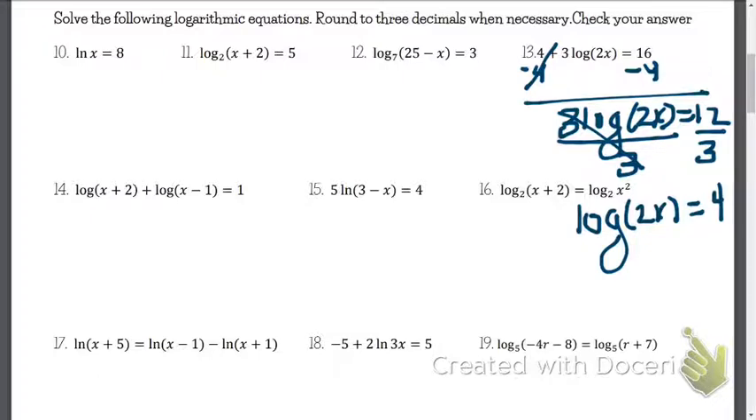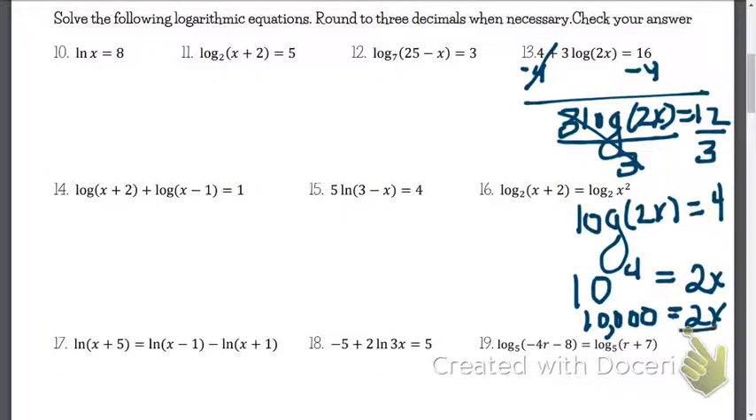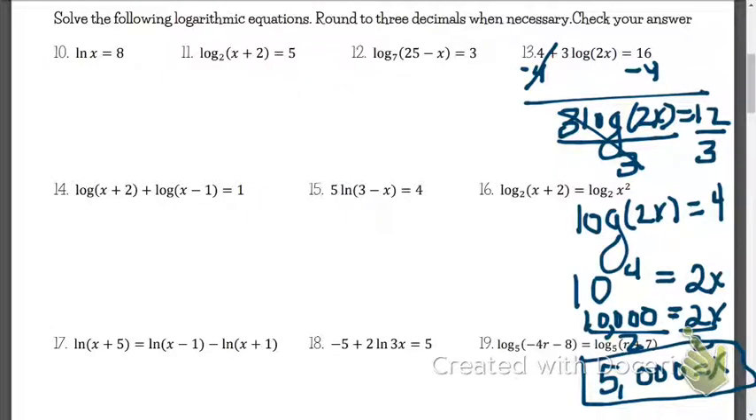Okay? How do we convert? What's the base here? 10. Why? It's a common log. There's no base, so it's understood to be 10. Okay? 10 to the 4th power is equal to 2x. That means we have 1, 2, 3, 4. So 10,000 equals 2x. Divide by 2. 5,000 is equal to x. That is my solution. Not so bad. Y'all can do this.